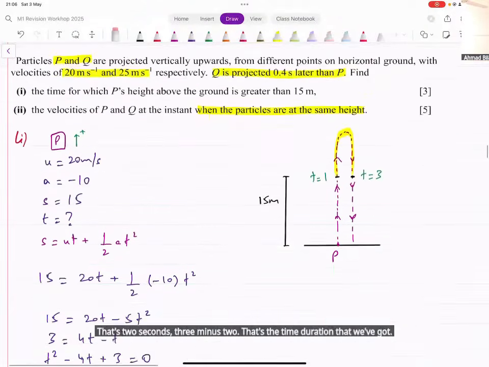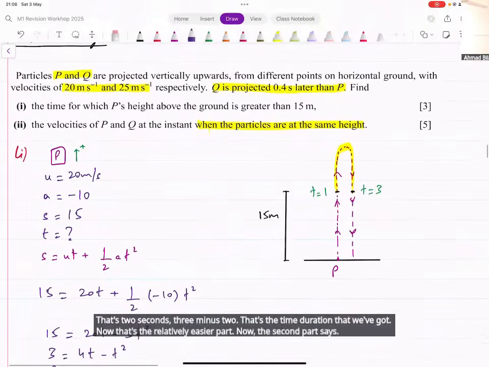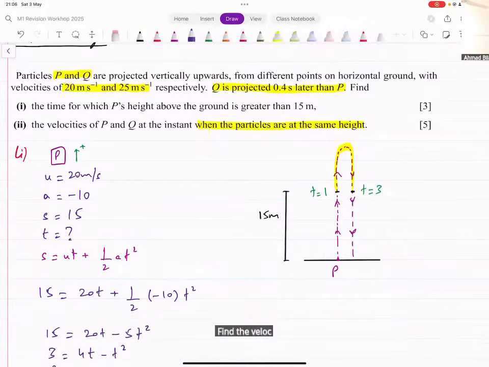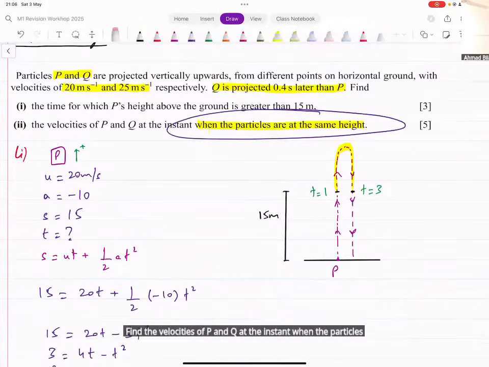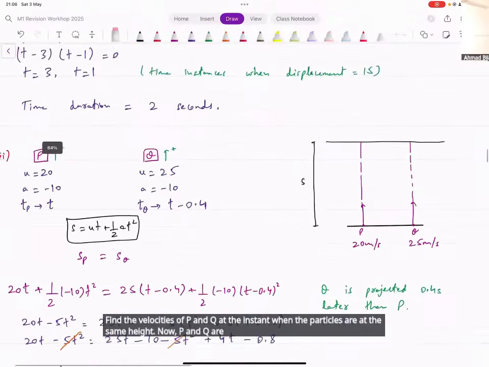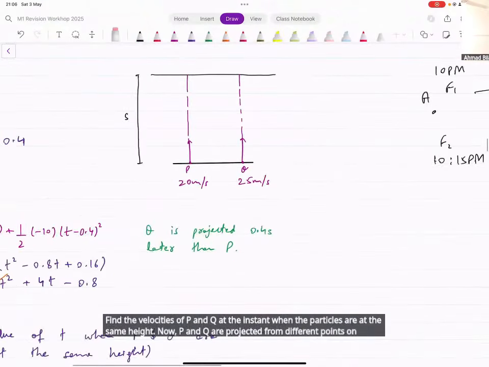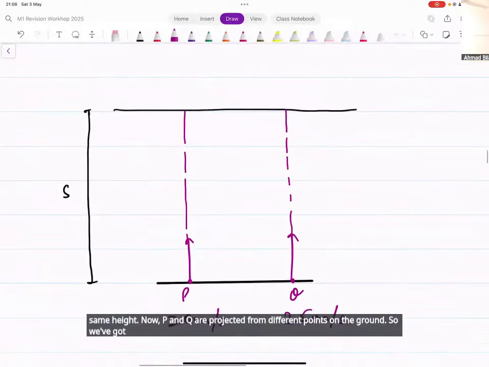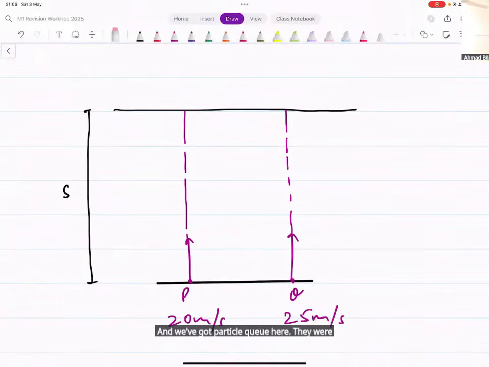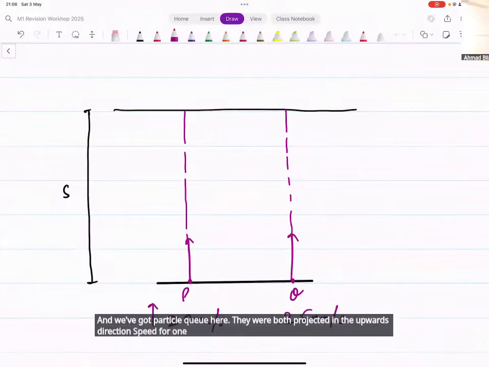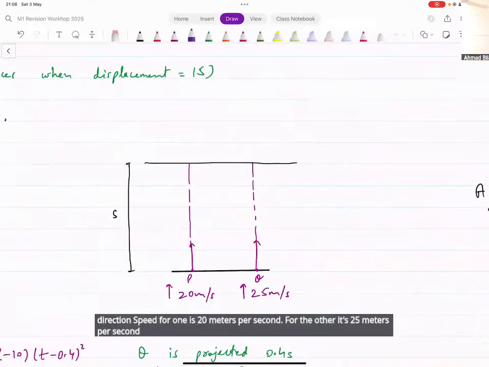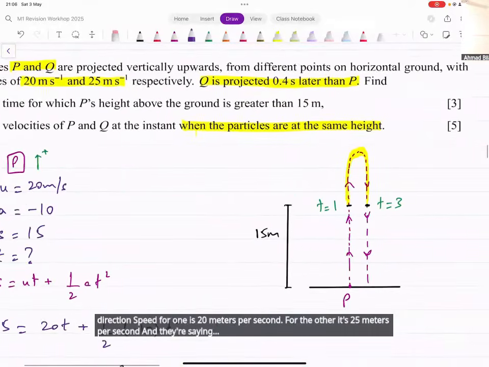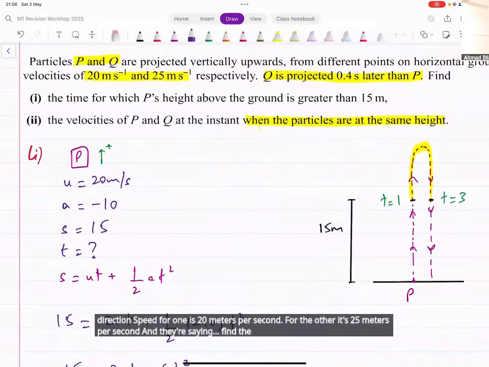Now that's the relatively easier part. Now the second part says, find the velocities of P and Q at the instant when the particles are at the same height. Now P and Q are projected from different points on the ground. So we've got particle P here, and we've got particle Q here. They were both projected in the upwards direction. Speed for one is 20 meters per second, for the other is 25 meters per second. And they're saying, find the velocities at the instant when the particles are at the same height.